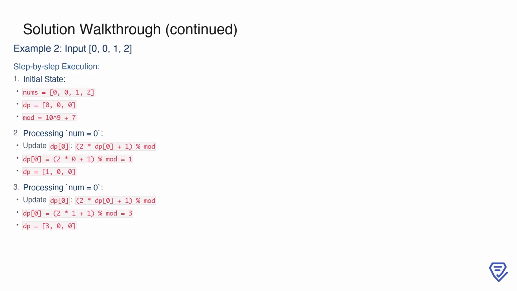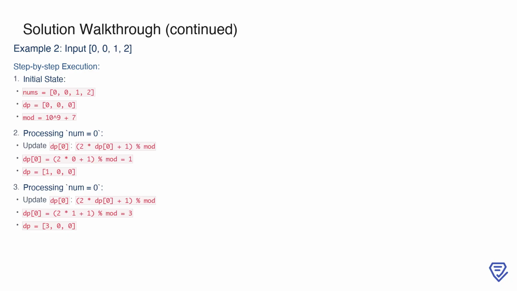Now, let's explore the second example where the input is [0, 0, 1, 2]. We start with the same initial setup. nums holds the input, dp is [0, 0, 0], and mod remains 10 to the power of 9 plus 7. First, we process the number 0 using the formula 2 * dp[0] + 1 % mod. This gives us dp[0] equal to 1, so dp becomes [1, 0, 0].